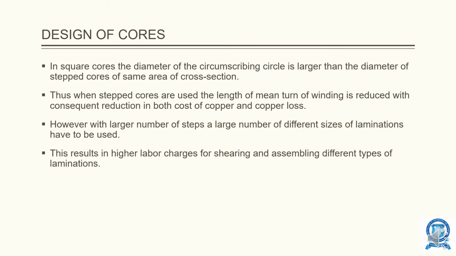In square cores, the diameter of the circumscribing circle is larger than that of the stepped core. Thus, when stepped cores are used, the mean length of winding is reduced, with a consequent reduction in cost as well as copper loss. If the copper is reduced, the copper loss is automatically reduced, and the cost is also reduced. However, with a large number of steps, a large number of different sizes of laminations have to be used. The result is higher labor charge for shearing and assembling the different types of laminations.